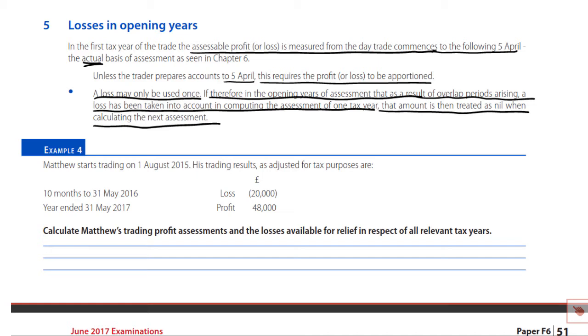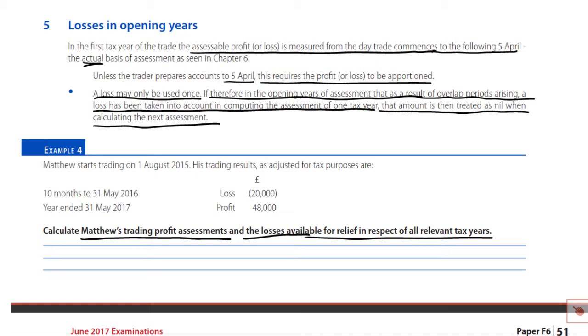One, of course, that we need now to practice in the context of our little example 4, where we've been asked to calculate Matthew's trading profit assessments and the losses available for relief in respect of all the relevant tax years. Remember that if the net outcome for your basis period for a tax year is a loss, then the assessment is nil. Remember, we don't have negative assessments, we have nil assessments for tax years, and then we decide, based on how much loss is available, what options exist, which of those options we will choose.